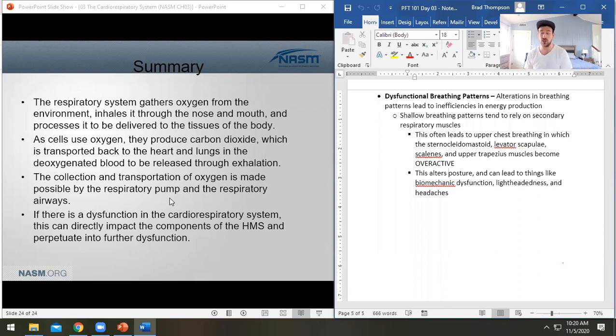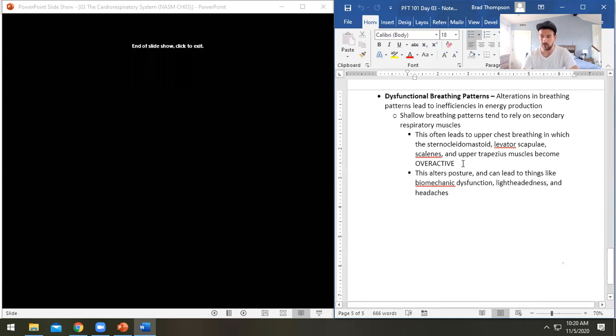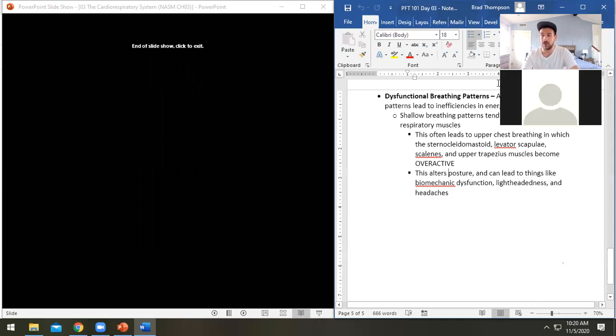If there is dysfunction in your cardiorespiratory system, either the heart or the lungs, it's going to affect your entire body because you are not delivering nutrients the way you are supposed to. So that's going to have some really negative effects there. And that is about it for the cardiorespiratory system.